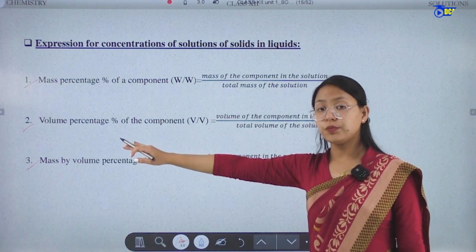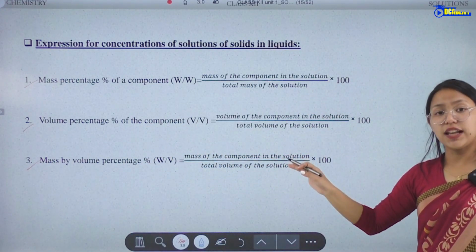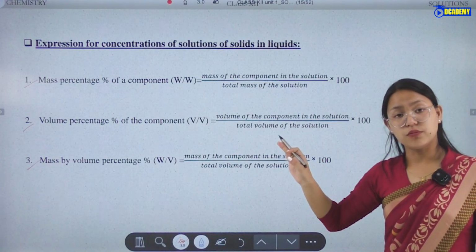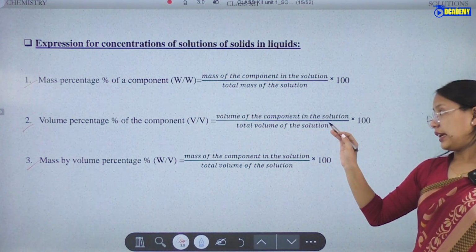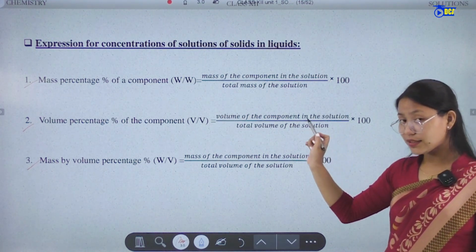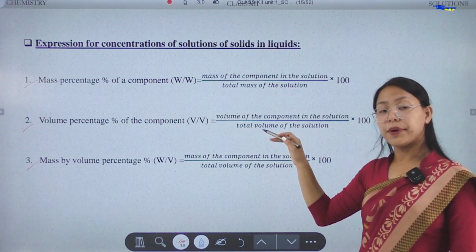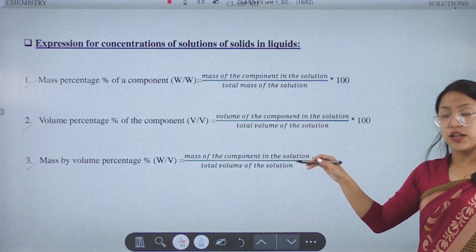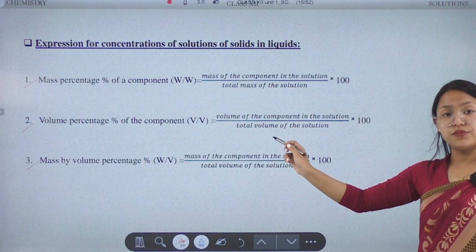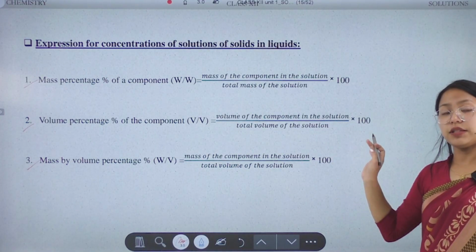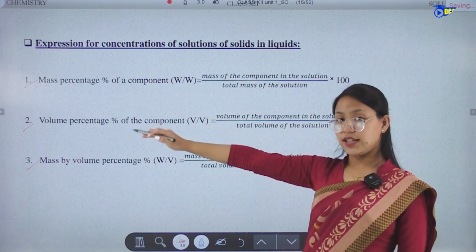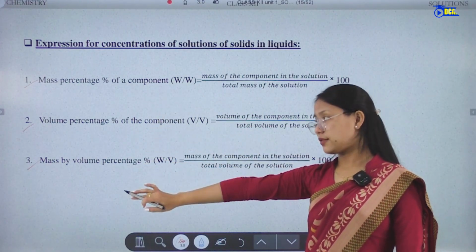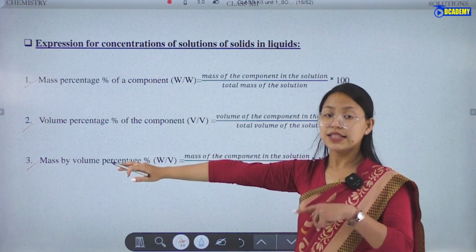And then volume percentage. It will be taken into the volume. That means volume of the component in the solution, that means the solute component, divided by the total volume of the solution, that means solute and solvent components together. Into 100. That means percentage, always multiply by 100. We have learned this in class 9 and 10 as well as 11.